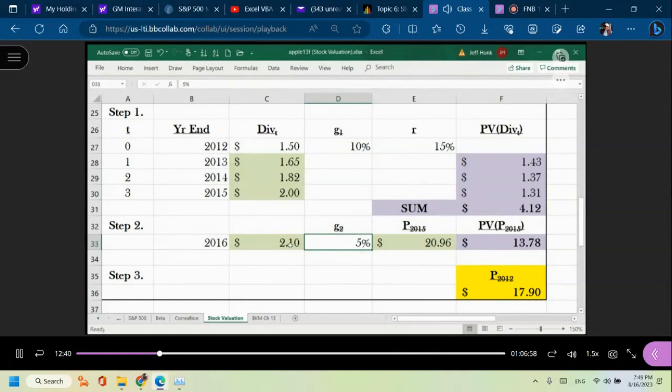But first of all, let's think about it. Beyond 2015, that means from 2016 and indefinitely, the dividend grows at a constant rate. Constant rate means what? Oh, that means Gordon growth model or constant growth model. Make sense? In other words, beyond 2015, we will need to find the valuation of this stock, right? As of the end of 2015, right?